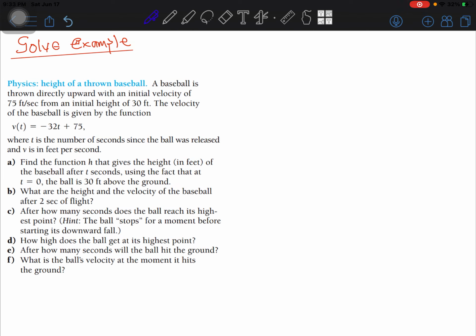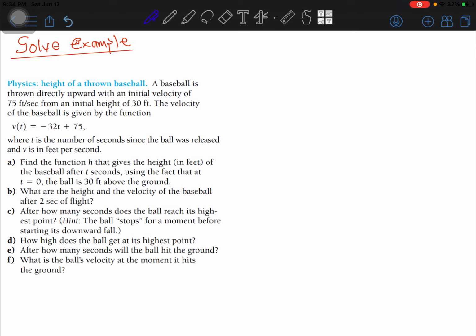A baseball is thrown directly upward with an initial velocity of 75 feet per second from an initial height of 30 feet. The velocity of the baseball is given by the function v of t equal to negative 32t plus 75, where t is the number of seconds since the ball was released and v is in feet per second. A, find the function h that gives the height of the baseball after t seconds, using the fact that at t equal to 0, the ball is 30 feet above the ground.